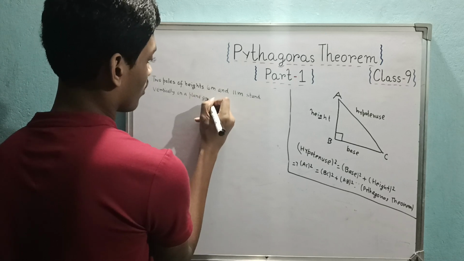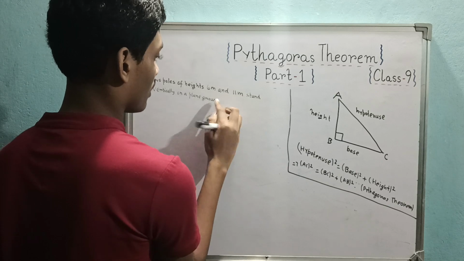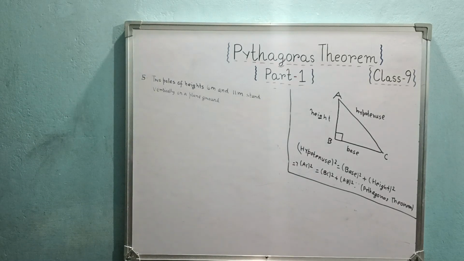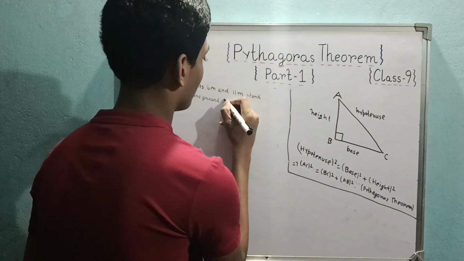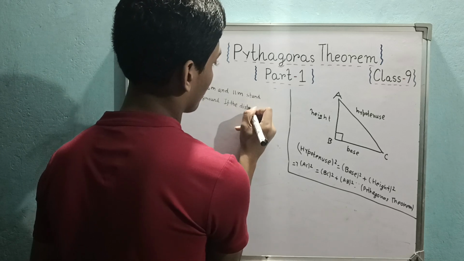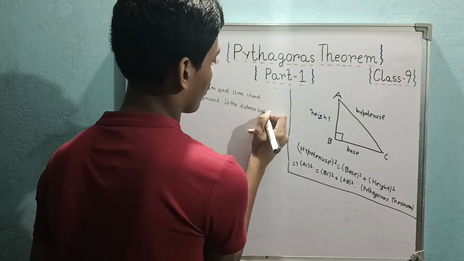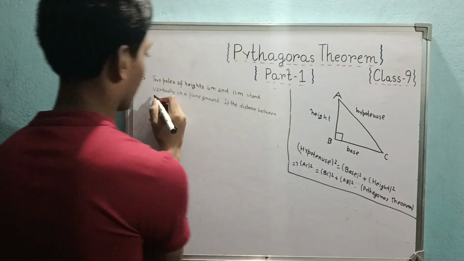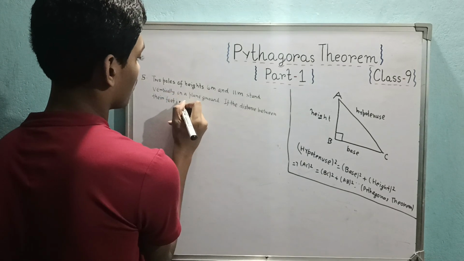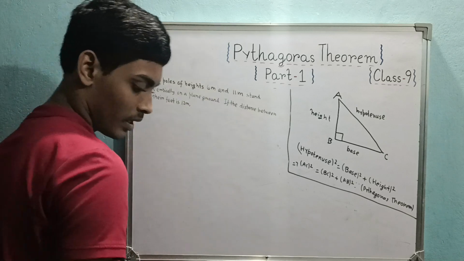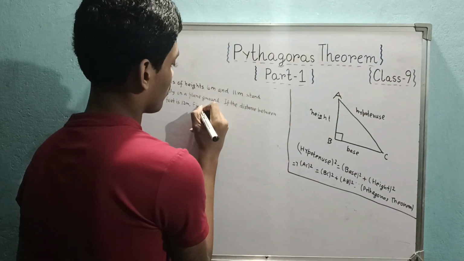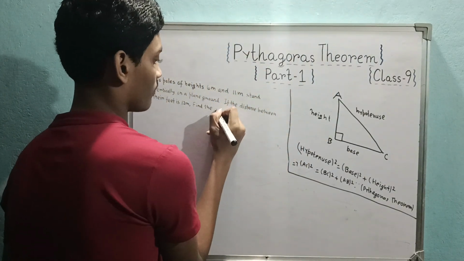Next, what is given? Oh, sorry for the mistake. If the distance between the feet is 12 meter, then find the distance between the tips. Good question.